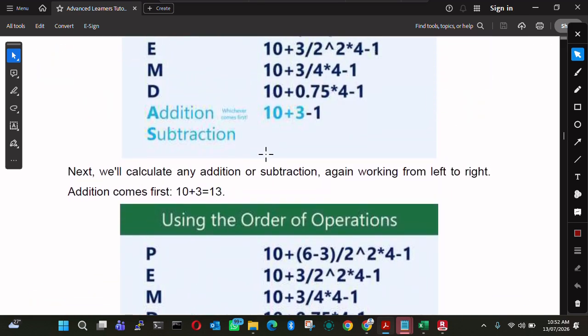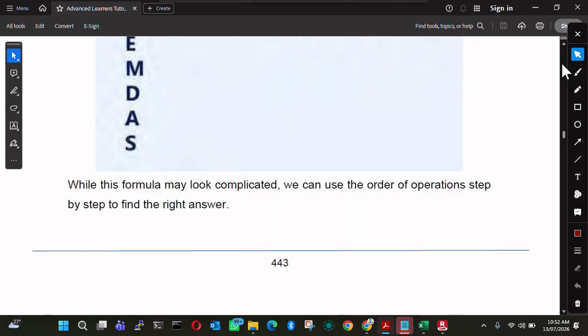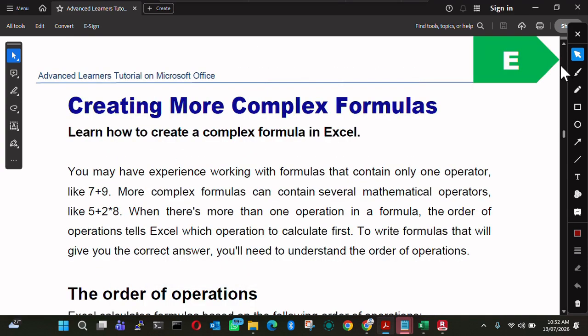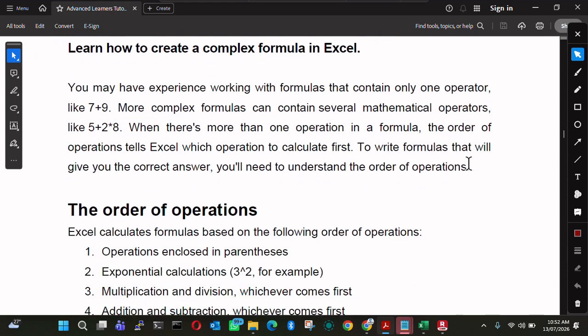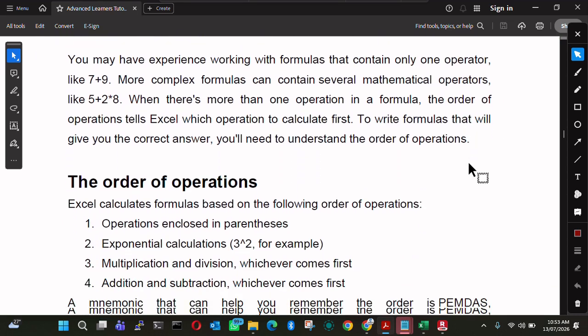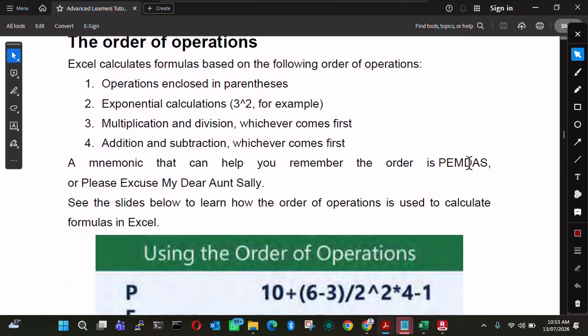Let's look at the whole thing from the beginning. When we are creating complex formulas, we have to follow this order, or else if we don't follow it, we will get a wrong result.